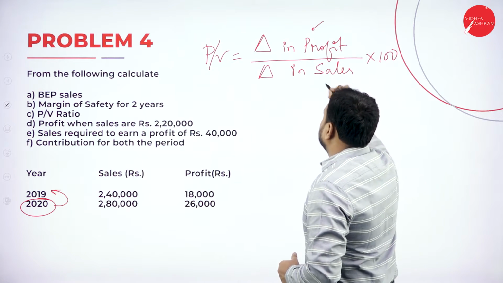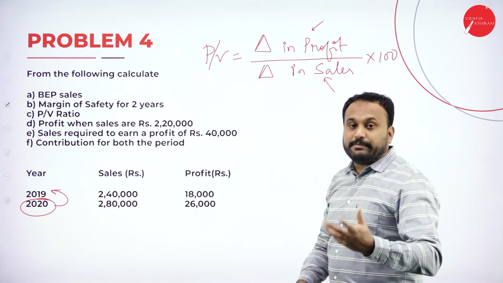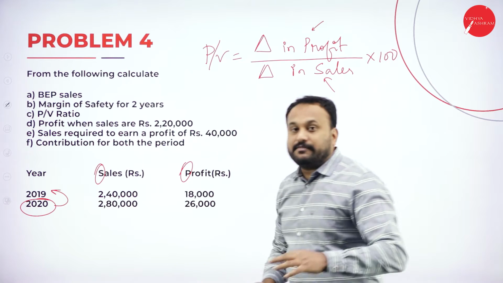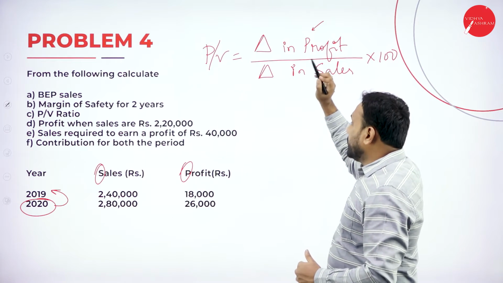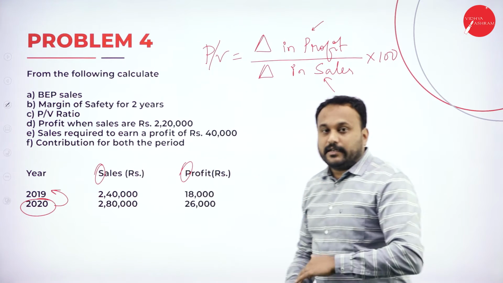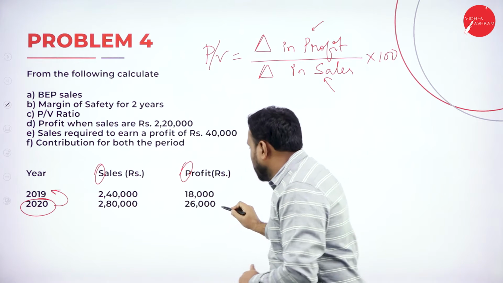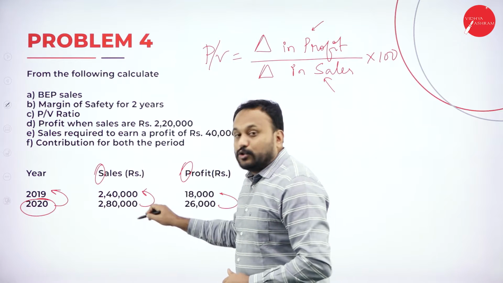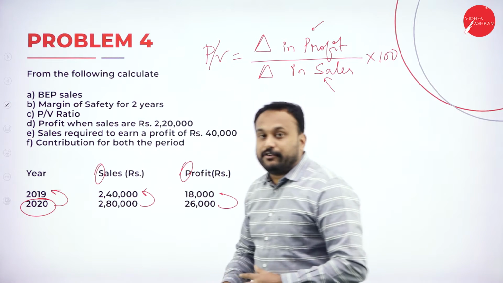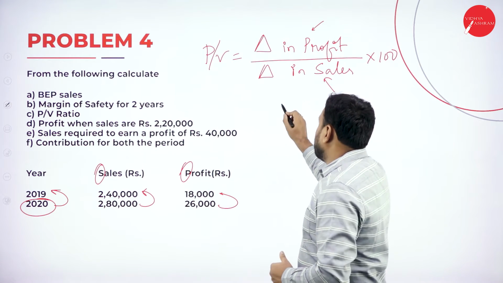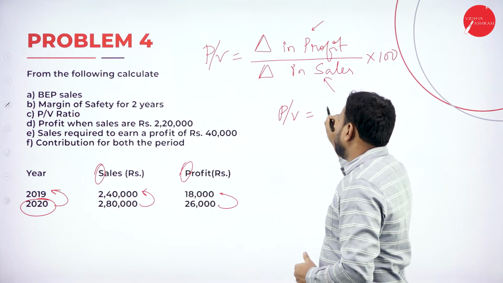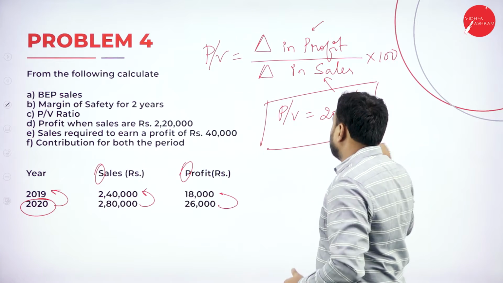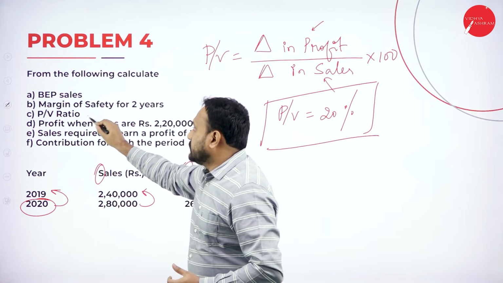So this should be in the numerator, this should be in the denominator. How to remember? I told you the alphabets S and P. Which will come first? P. So put it in the numerator. S, put it in the denominator. So what is that we have done? 26,000 minus 18,000, 2,80,000 minus 2,40,000 into 100. So what is that we have got? PV is equal to how much? 20%. So my PV is done.